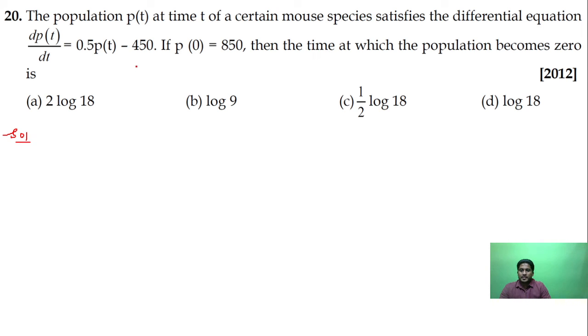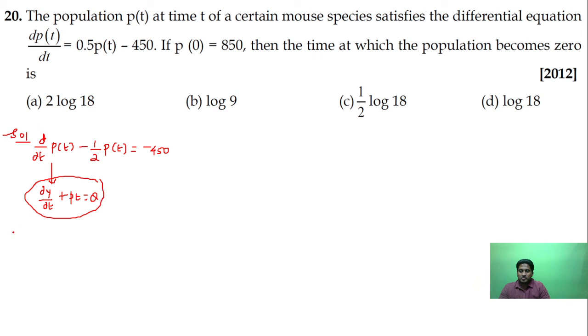Again, if I bring it to the standard form, this is d by dt of p of t minus 0.5, which is 1 by 2, is equal to minus 4000 minus 450. This is of the form dp by dt plus P(t) is equal to Q. Now this P is equal to minus half, and then Q is equal to minus 450.